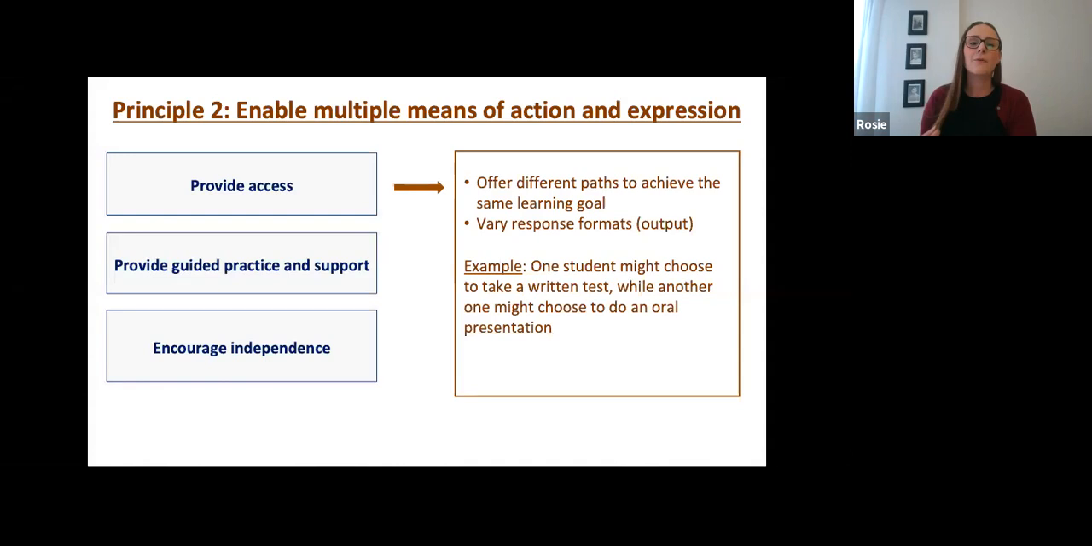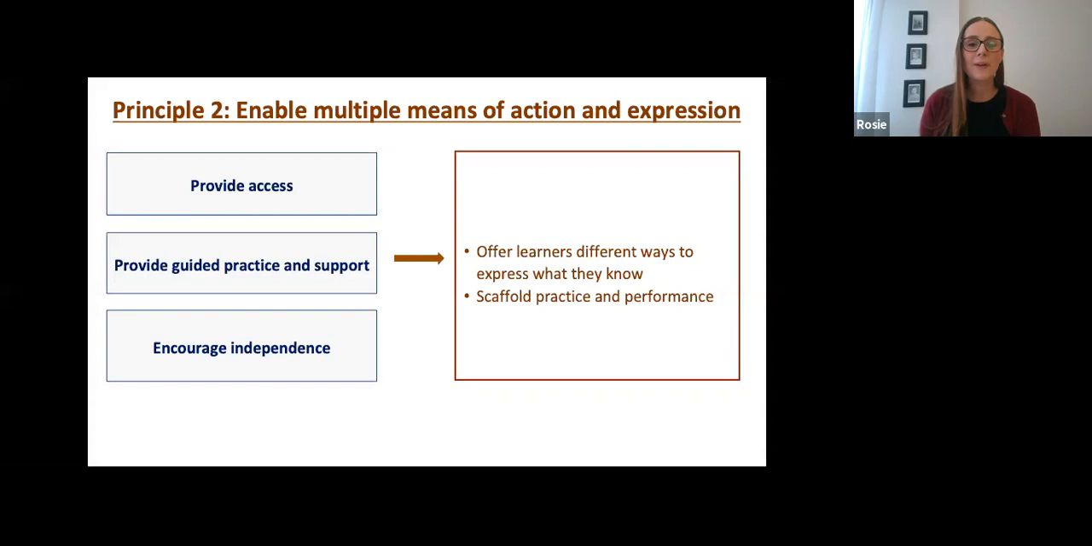Great example. Yeah, we might think about how we're going to provide guided support and practice, which could be on the next illustration. We could offer learners different ways to know what they know, right? So how are they going to show us? And not just in an assessment when we're giving them an exam or a project, but every day. And so how are we going to design our information so they have practice and performance together? So how are we really going to connect those pieces? And then how are we going to encourage independence?